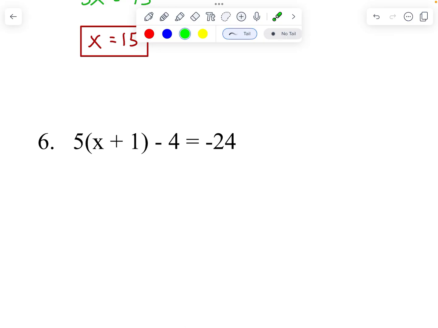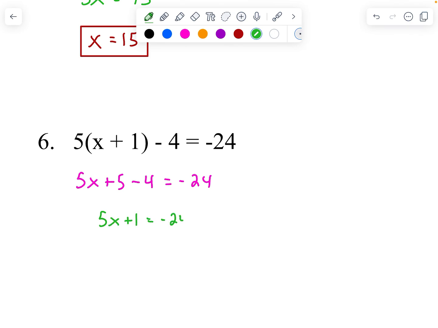On number 6, a couple things you could do first here. You could get rid of this 4, or you can distribute the 5. I'm going to distribute first and get 5x plus 5 minus 4 equals -24. And then you can combine like terms here. 5x plus 1 equals -24. And subtract 1, so 5x equals -25. And finally divide by 5, and you get x equals -5.